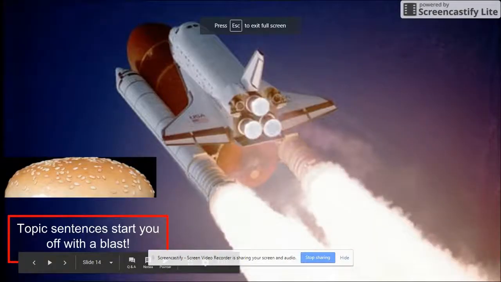And now we are going to look at a little rap to help us understand and remember these different components.